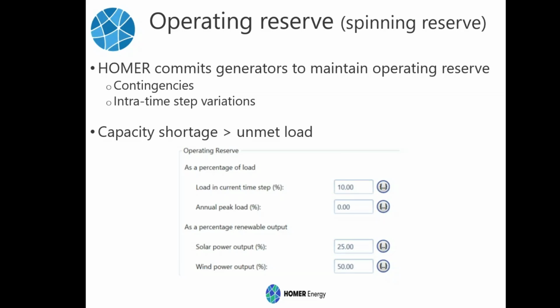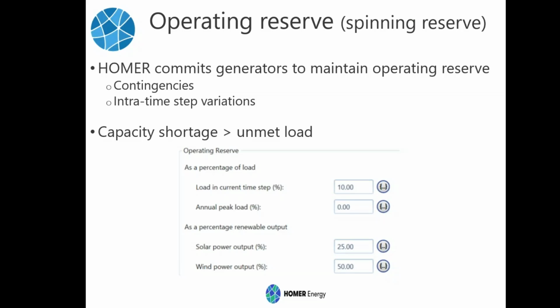If you're using 1 minute time steps, you might not need quite as much operating reserve in HOMER as if you're using 1 hour time steps. And so I've got a screenshot down there just showing the inputs. So one of the inputs there says operating reserve as a percentage of the annual peak load, which is a constant. So if you always want, say, 200 kilowatts of operating reserve, turn that into a percentage of your peak load, that's the input. The first one, load and current time step, is a way to have the operating reserve change dynamically. So you might want more operating reserve when the load is high and less when it's low.